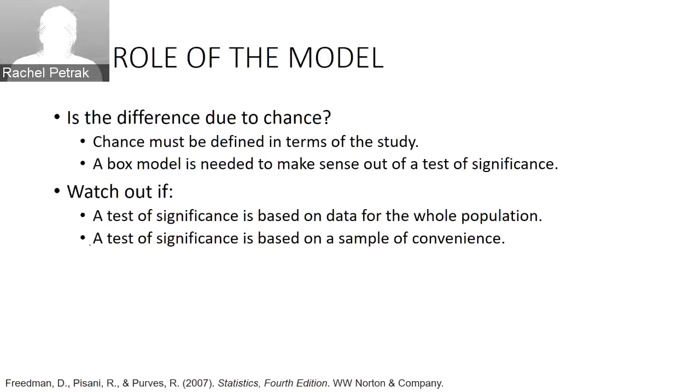And you also need to watch out if a test of significance is based on a sample of convenience, because a convenience sample is not a random sample. As you've probably noticed, all of our tests of significance depend on a simple random sampling process. So if you don't have random sampling, especially with a convenience sample, then it's very hard to meaningfully use tests of significance.